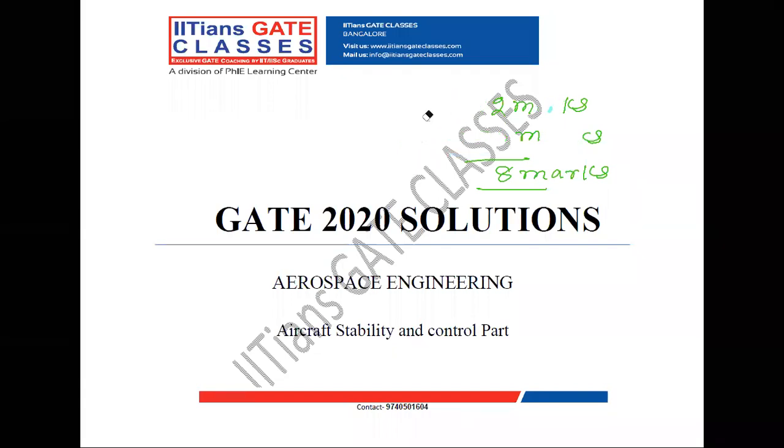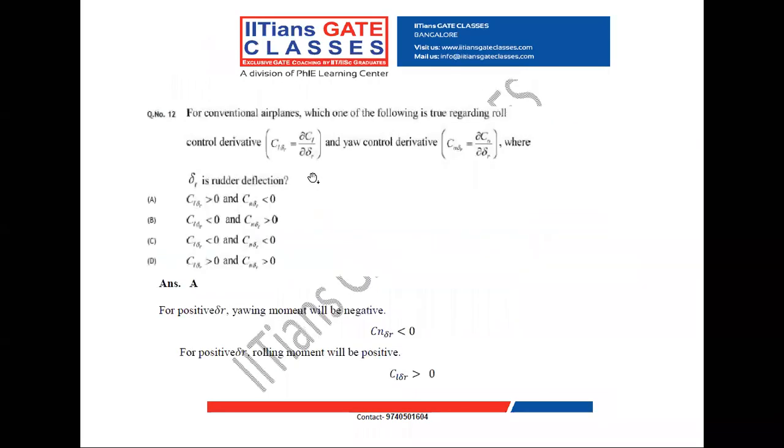So we'll move on to the first question asked. That is question number 12. For conventional airplanes, which one of the following is true regarding roll control derivative CL del R equal to dou CL by dou del R and yaw control derivative Cn del R equal to dou Cn by dou del R, where del R is the rudder deflection.